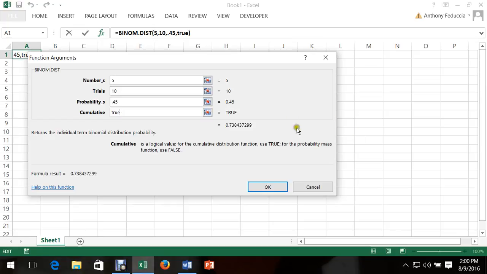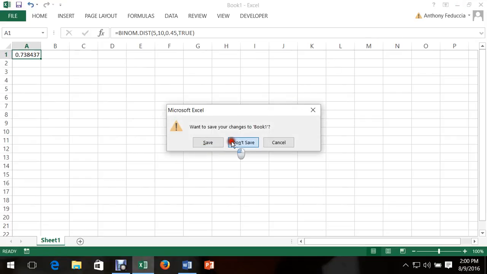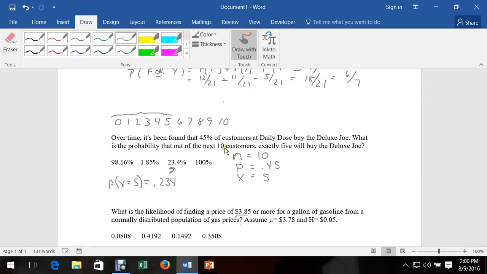And you'll notice it's 0.7384. So 0.7384 is this probability right here. And the way we write that is the probability that the number of people who buy that thing is less than or equal to 5 is equal to 0.7384.